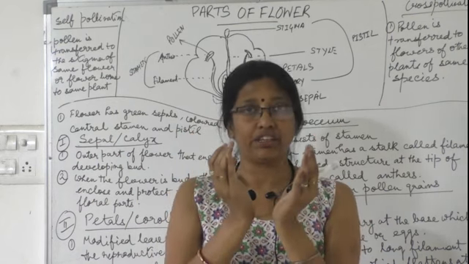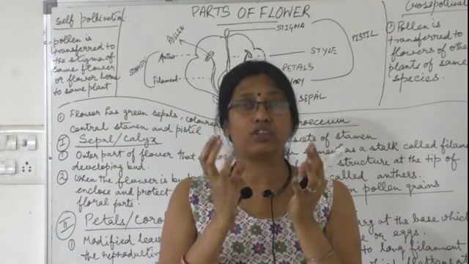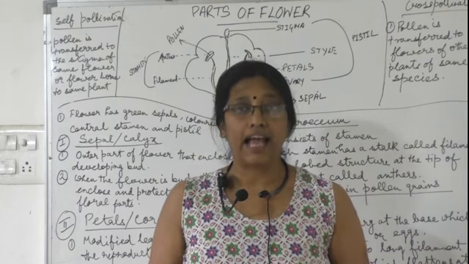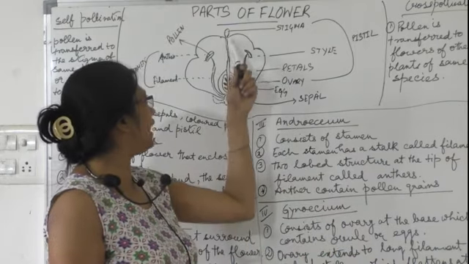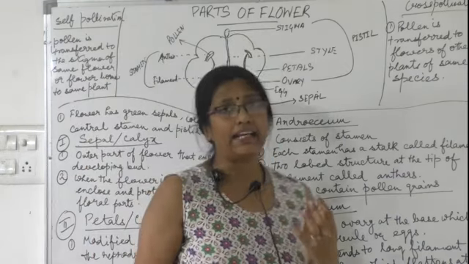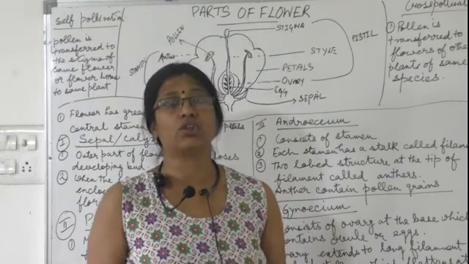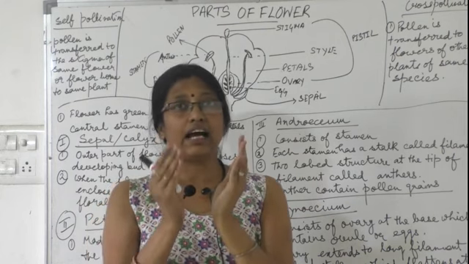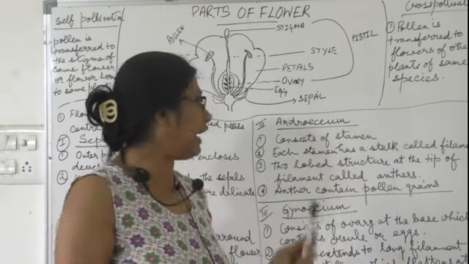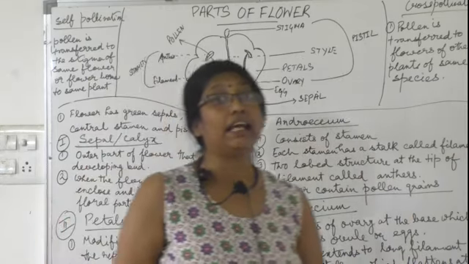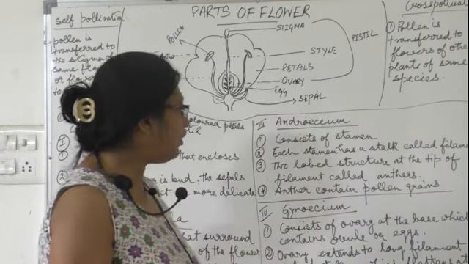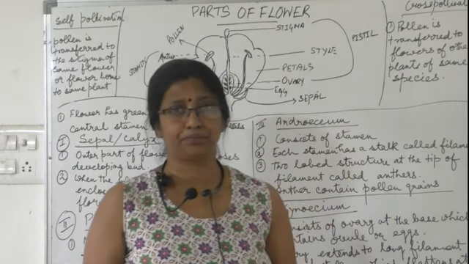At the base is the ovary, and the ovary contains eggs or ovules, that is the main female reproductive gamete. Then the filament-type stalk is called the style, and at the top of the style is a flattened portion, called the stigma. So this is the female reproductive part of the flower, and we have discussed the androecium, that is the male reproductive part of the flower. Okay, now let's move on to pollination.